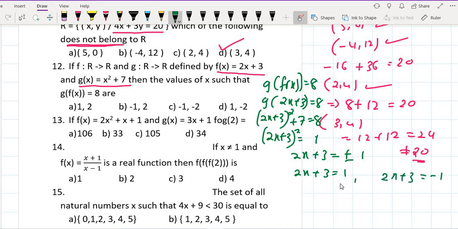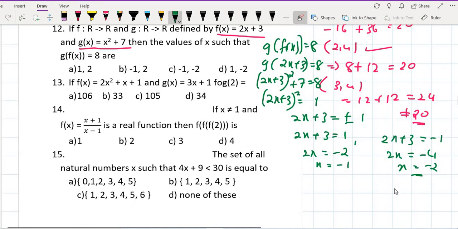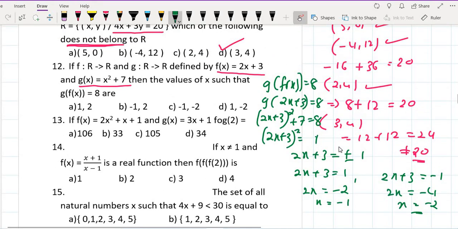If you simplify, 2x equal to 1 minus 3, minus 2, x is minus 1. Here 2x is equal to minus 1 minus 3, minus 4. So x is equal to minus 2. Remember, these are not the coordinates, they are the x values, minus 1 and minus 2. So which is the option? Minus 1 and minus 2. So option C holds good.